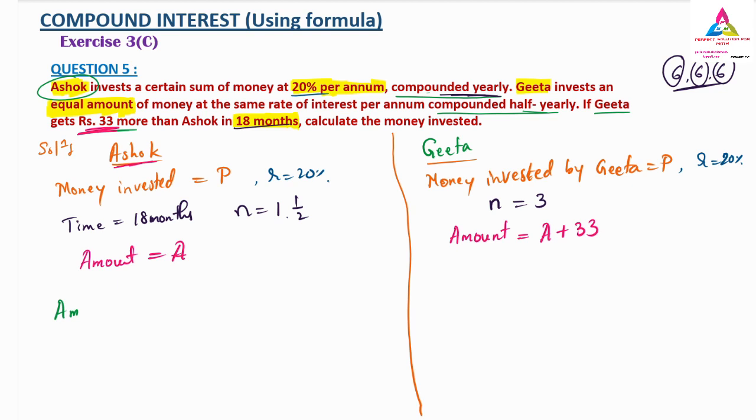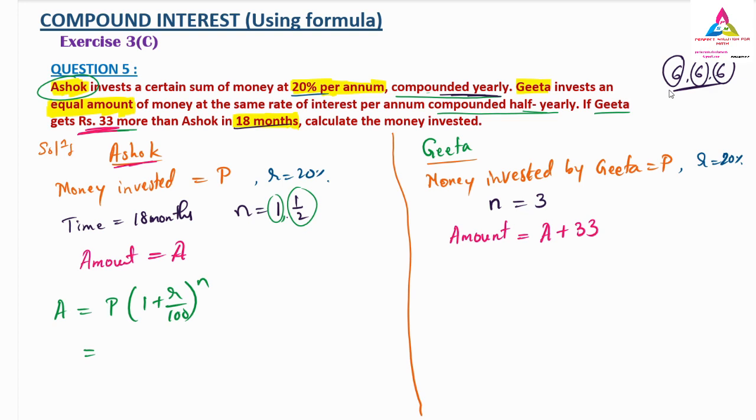So the amount, that is A, is equal to, the formula of compound interest, you know that: P into (1 plus R divided by 100) raised to n. Here you can see the n value is 1.5. So first, I will not take n equal to 1.5. I will make the 1 separate and the half separate, because it will be easier for us to find the final answer. Otherwise it will come in a ratio, and when it comes in a ratio, it is very difficult to solve.